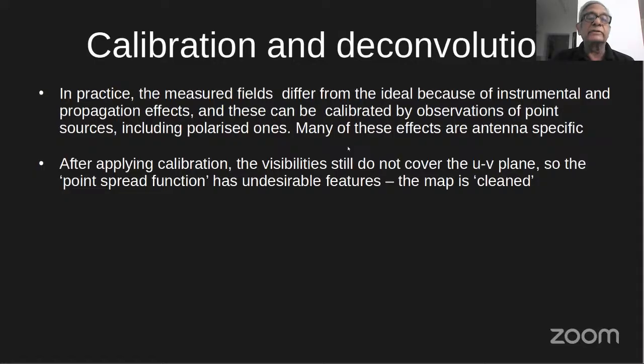Now, of course, you apply this calibration and you still have the problem that the visibilities do not cover the entire UV plane. And this problem, perhaps the one person who did not face it was the pioneer of aperture synthesis, Martin Ryle, because he had the advantage that he was the first and only one in the world. So he patiently moved his telescopes till they filled the UV plane, okay?